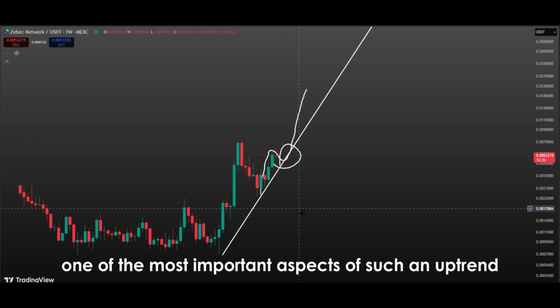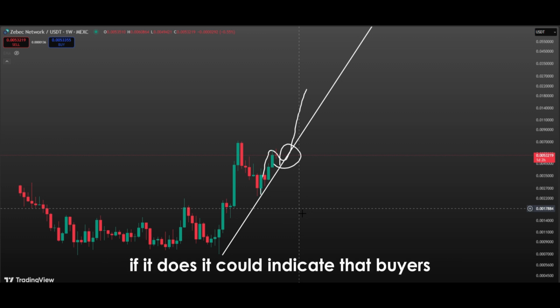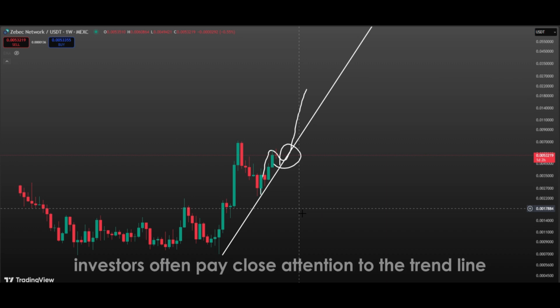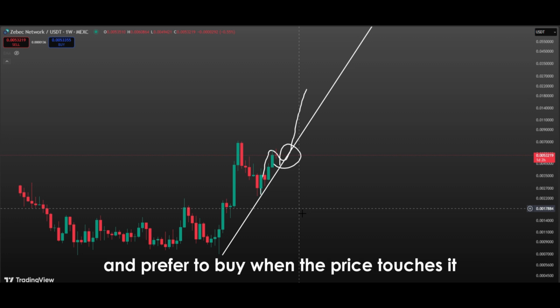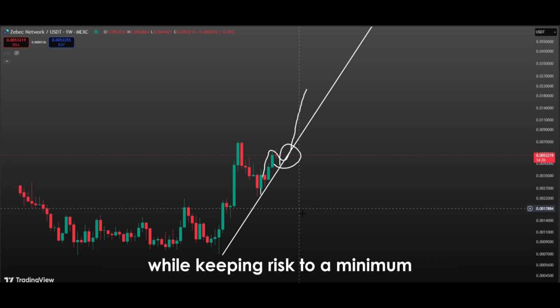One of the most important aspects of such an uptrend is that the price does not break the trend line. If it does, it could indicate that buyers are no longer strong enough and that sellers have taken control. This is why investors often pay close attention to the trend line and prefer to buy when the price touches it. This way, they open positions at lower prices while keeping risk to a minimum.